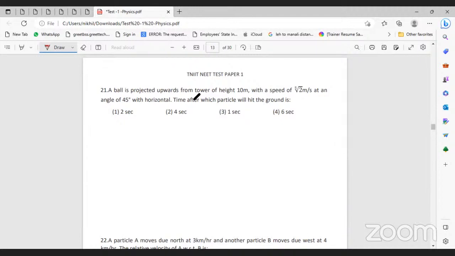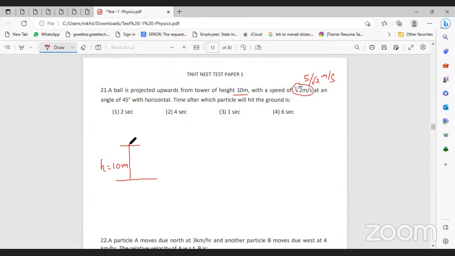A ball is projected upward from the top of a tower of height 10 meter. The height is given, right? What is the height of the tower? 10 meter. With what speed is it projected vertically up? It is projected at 5 by root 2, I think. This is 5 by root 2 meter per second.